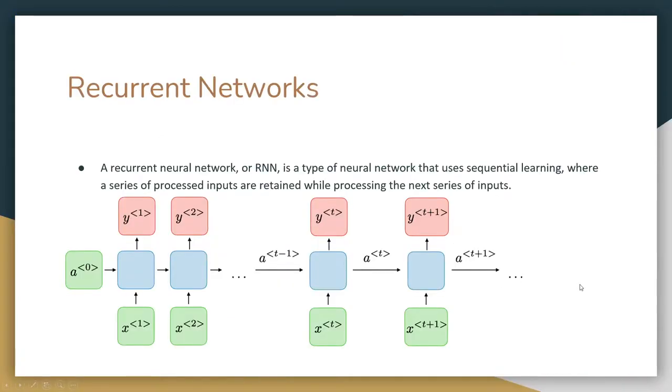So a recurrent neural network, or an RNN, is a type of neural network that uses sequential learning, where a series of processed inputs are retained while processing the next series of inputs. That means every previous input is still retained to an extent. So even a neuron from a few layers before can still have an impact on the current neuron that's being processed. So it's more of a sequential type of learning, and it works best with sequences, obviously.